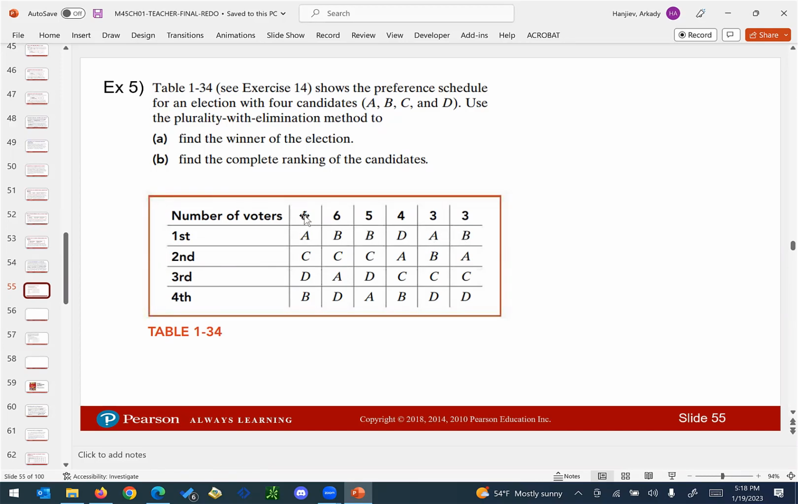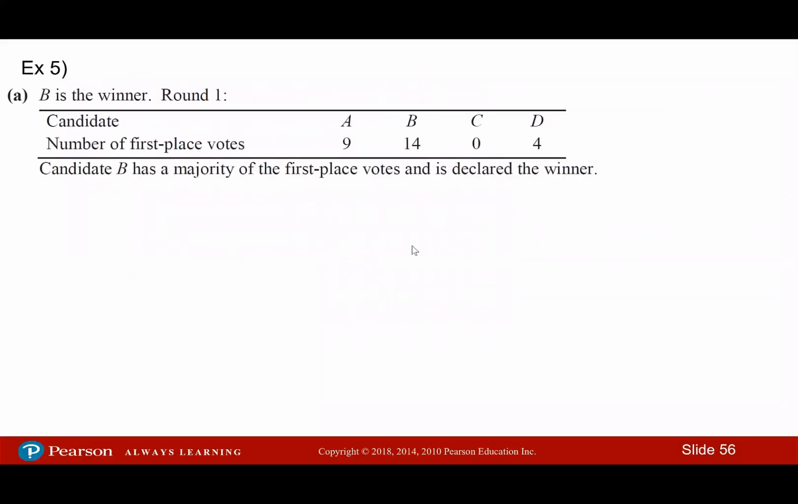So for A, looks like A has 9 points. B looks like has 11, 13, 14. C has 0. And D has 4. So D is the lowest one at this point, at least so far. So we go with it here. So if that's the case, what we do here is we tally all the votes up. C is eliminated. Done.